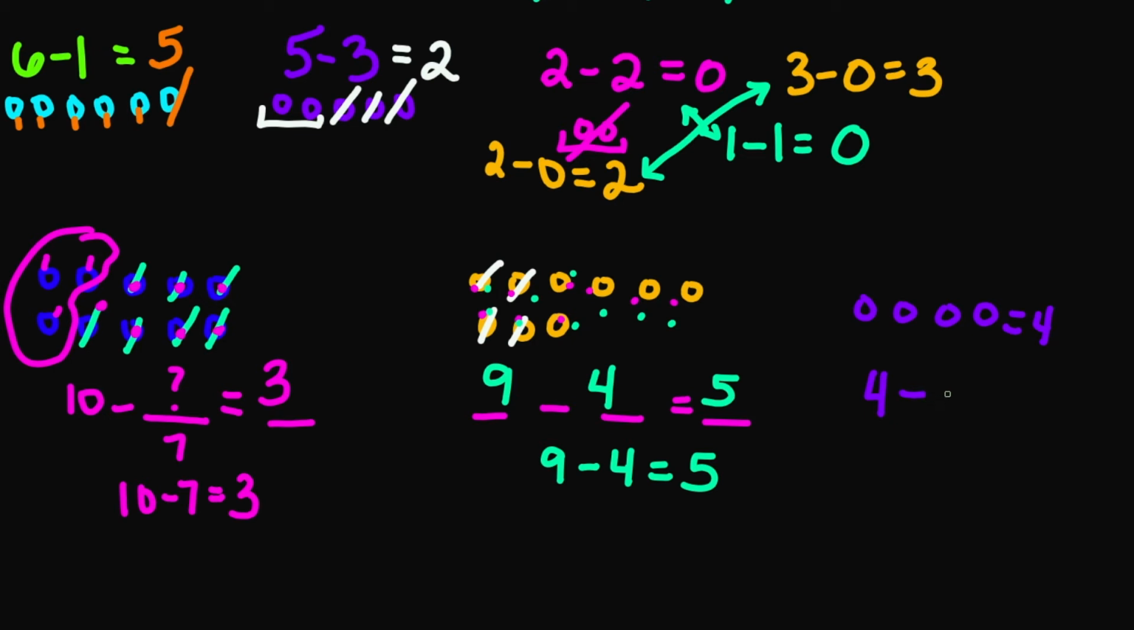You're subtracting 0. That's going to equal 4. You're not removing anything, so it's going to stay the same and equal 4.